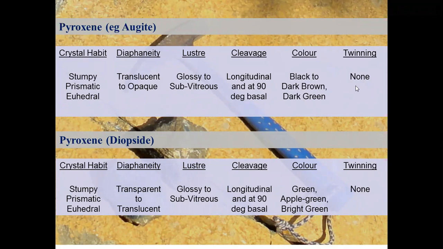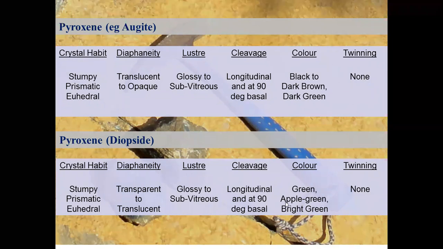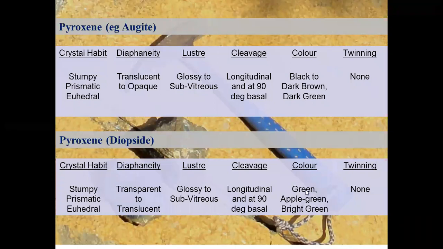Don't have any twinning. When we come onto the pyroxene diopside, it's slightly more transparent to translucent, and it's the green, apple green and bright green colors that are the giveaway for diopside. So you should not be forgiven for mistaking diopside. Remember, the other green mineral that you've come across so far is olivine, and of course the thing about olivine is it doesn't have stumpy prismatic euhedral crystals, generally speaking.